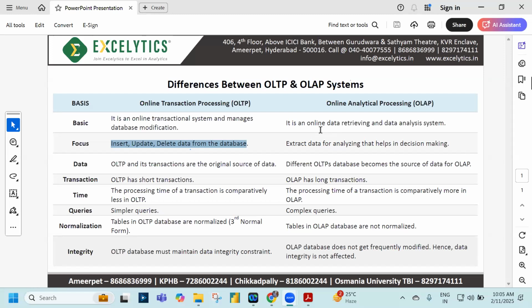Insert, update. A few of you are strongly thinking it is update. A few of you are thinking it is insert and update. It is just insert. No update. I'll tell you why.